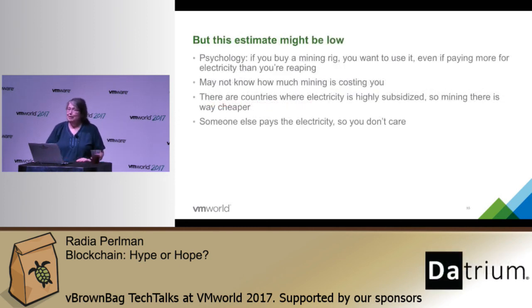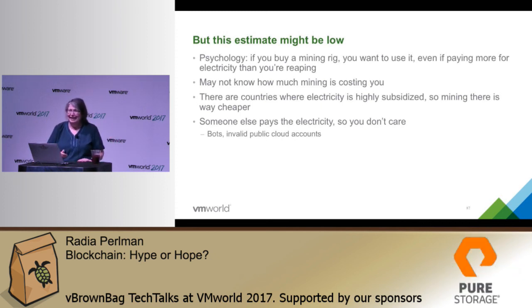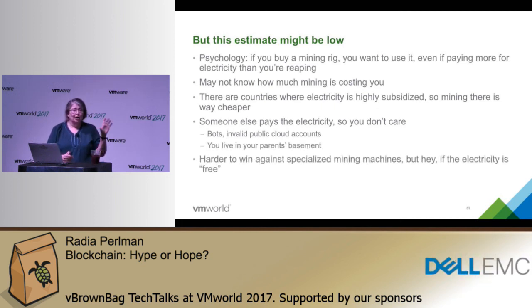But I claim that estimate might be low because of psychology. If you buy a mining rig, you're going to want to use it, even though you're losing money on electricity. Or you may not know how much the mining is costing you. How carefully do you look at the electric bill? Or if somebody else pays the electricity, you don't care. When does that happen? Well, bots, where you break into machines and have them mining for you, or you live in your parents' basement, and you're not paying the bill. So it's harder to win against the specialized machines with the software thing, but if the electricity is free, hey, why not?